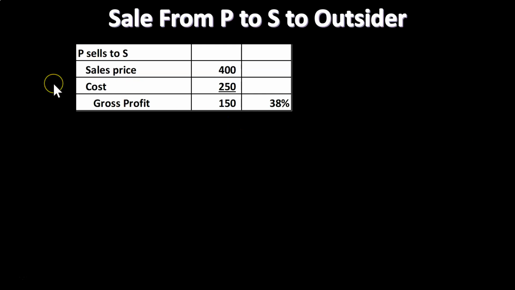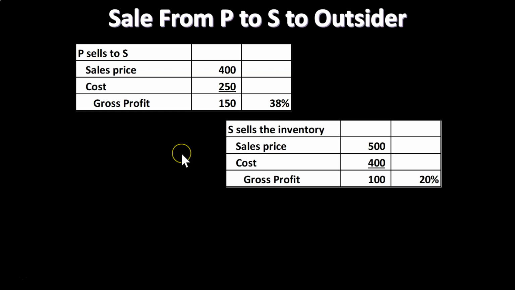So let's think about this in terms of just a calculation first. Let's say that P sold to S. What happens? The sales price, let's say it's 400, cost 250, gross profit then is 150. That's going to be the difference. And I'm not going to show what happens on S's books. What's going to happen on S's books at that point is they're going to increase their inventory and pay cash for it. We're just looking at the sales transactions here.